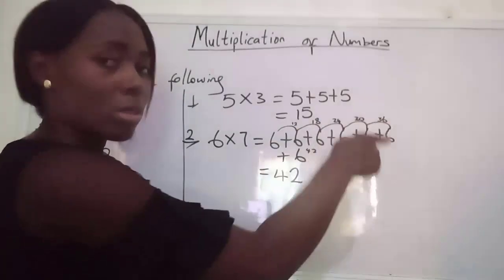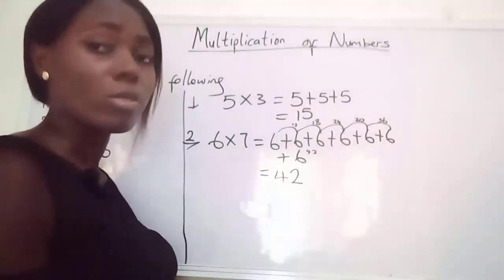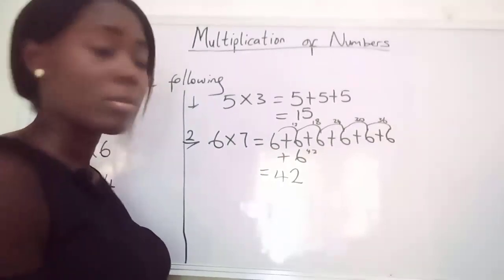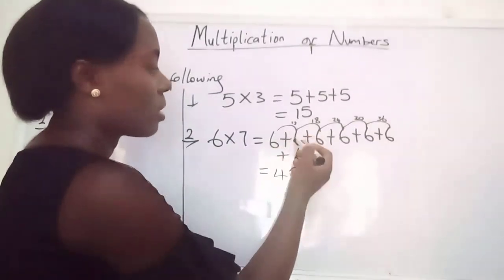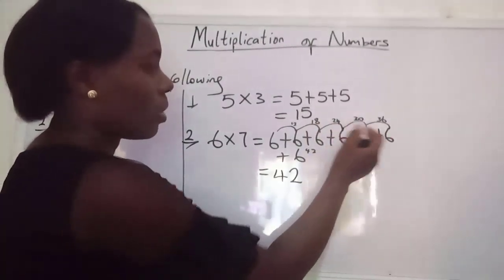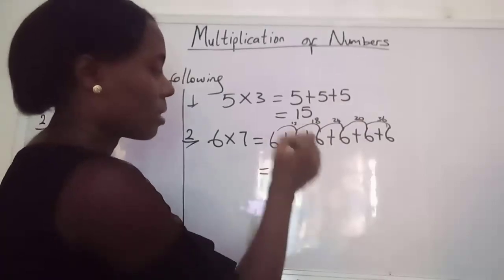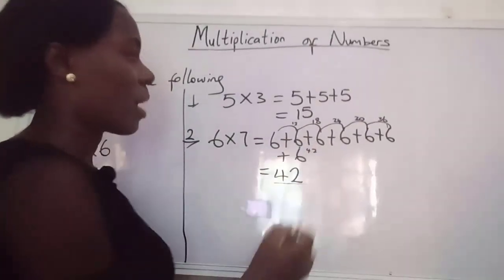Don't get confused with what I am doing here. I'm only adding them in bits. Okay, if you feel comfortable counting them out, go ahead. Alright, so this plus this gives me this. This plus this gave me this. Plus this is 30. Plus this 6 is 36. Plus this last 6 gives me 42. So this is my answer.